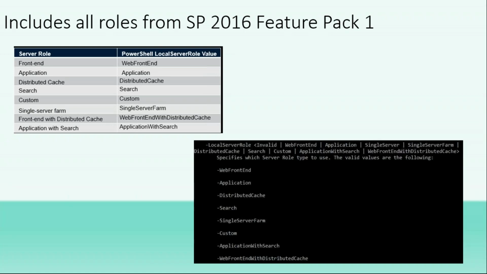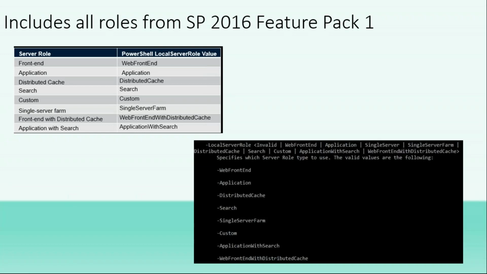So by default, as a product, your SharePoint Server 2019 has all the features which come with your SharePoint Server 2016 Feature Pack 1. Let's say you're interested in what features you will get on SharePoint 2019 by default as a product. If you have FP1 on 2016, whatever features it has, you'll have it here.